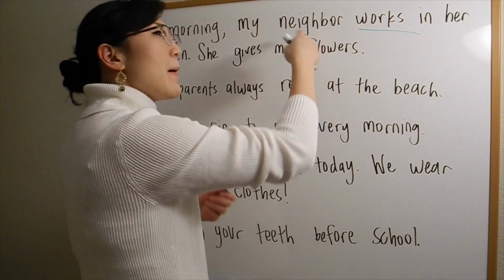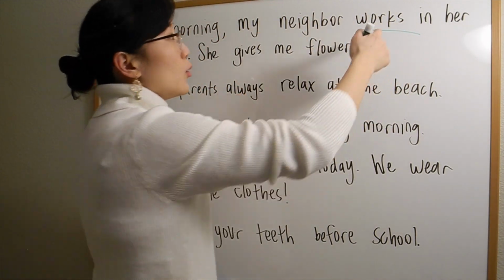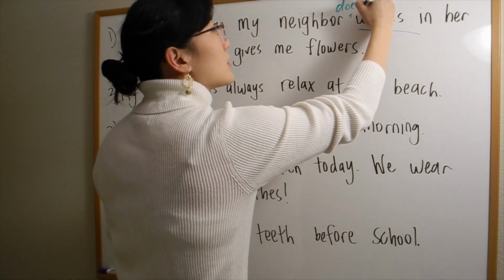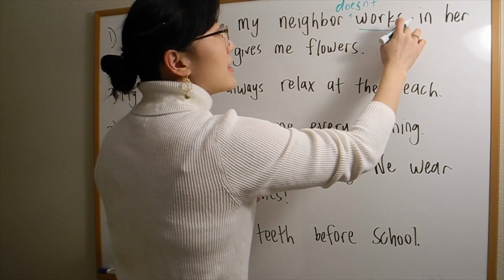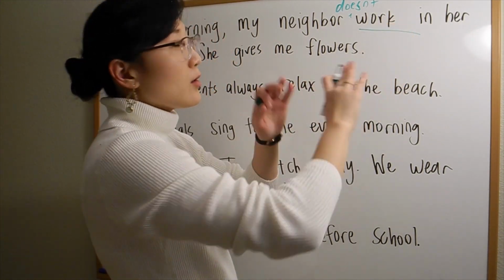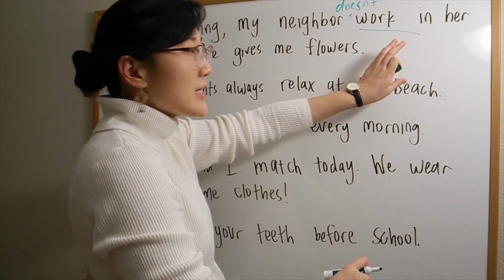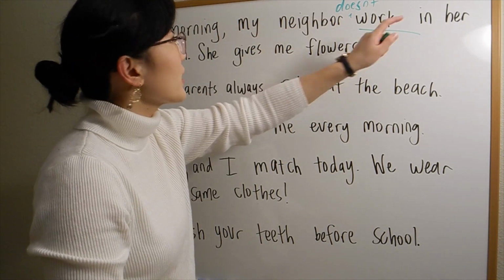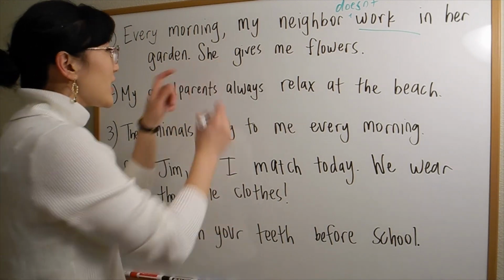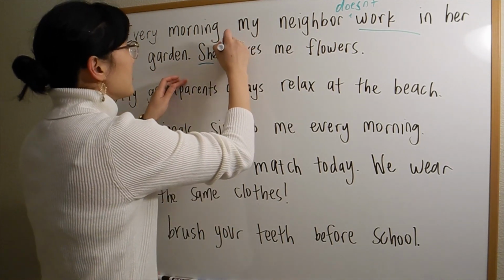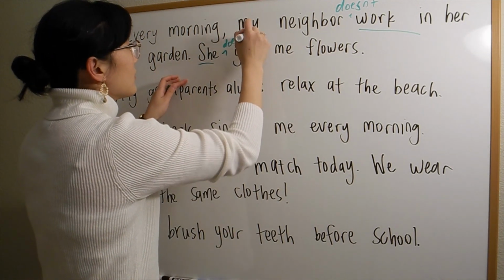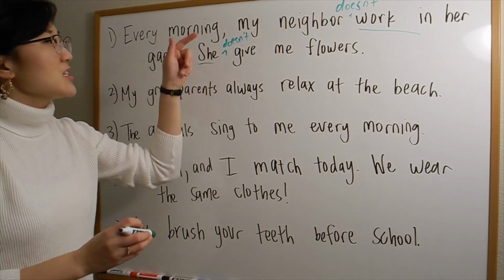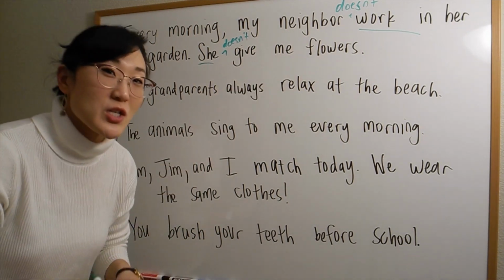Okay, so my neighbor, a man or a woman, right? So he or she. So doesn't, right? Doesn't, and then no S, right? No S, no ES, no IES for the negative. So every morning, my neighbor doesn't work in her garden. She doesn't give me flowers. She doesn't give me flowers because she is mean.